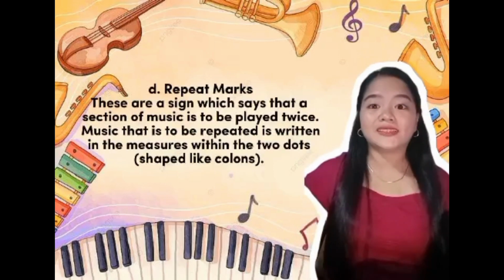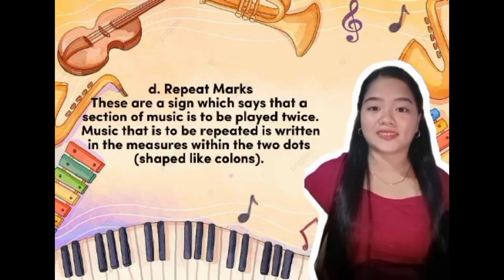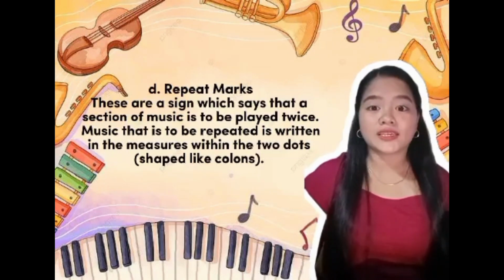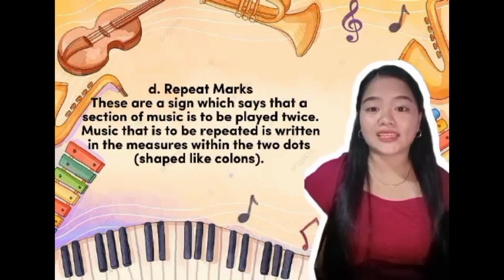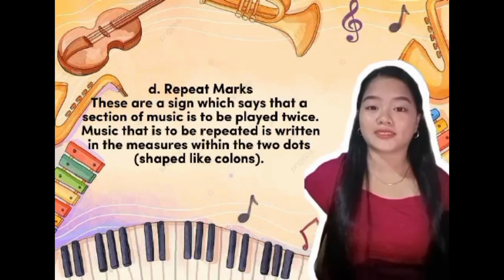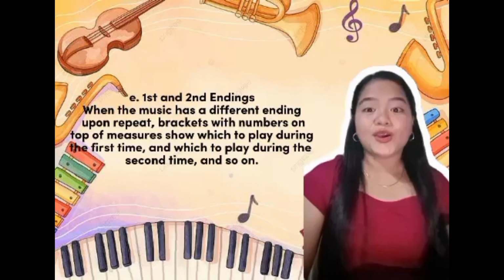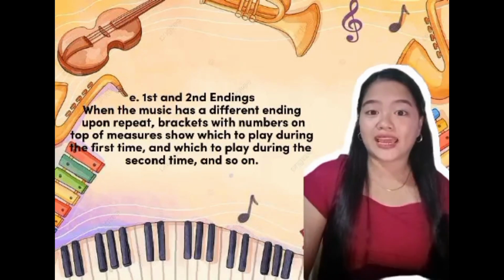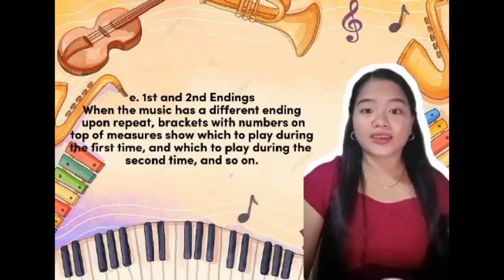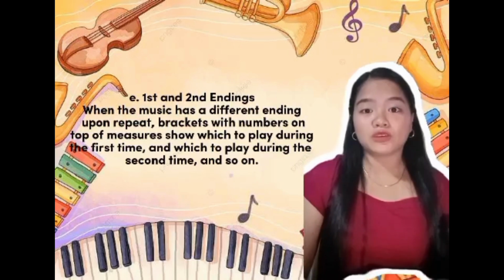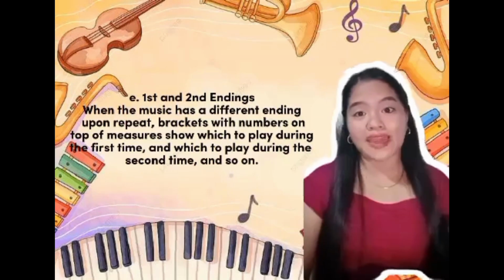Repeat marks are signs which say that a section of music is to be played twice. The music to be repeated is written in the measures within the two dots, shaped like columns. Next is the first and second endings. When the music has a different ending upon repeat, brackets with numbers on top of measures show which to play during the first time and which to play during the second time, and so on.